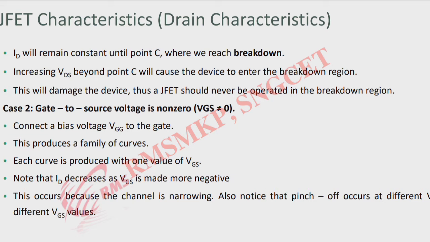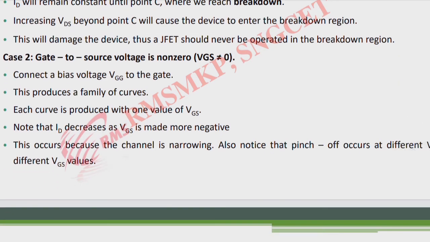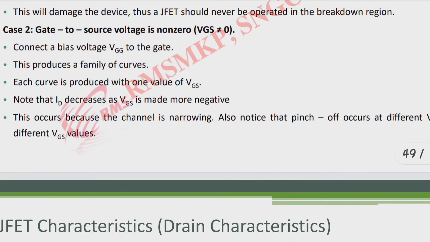Case 2. Gate to source voltage is non-zero, VGS not equal to 0. Connect the bias voltage VGG to the gate. This produces a family of curves. Each curve is produced with one value of VGS.